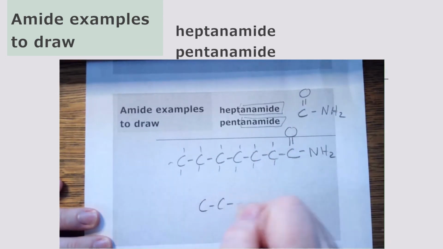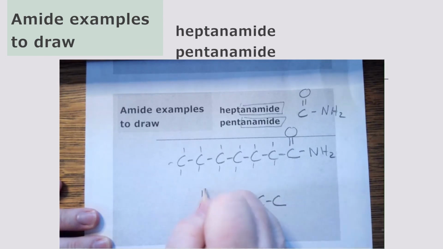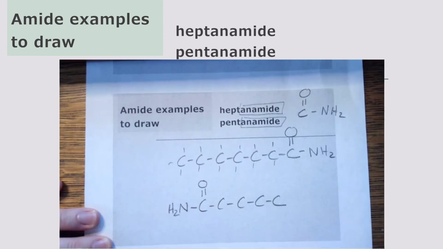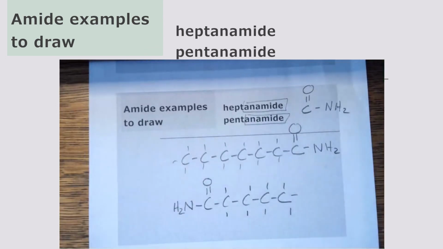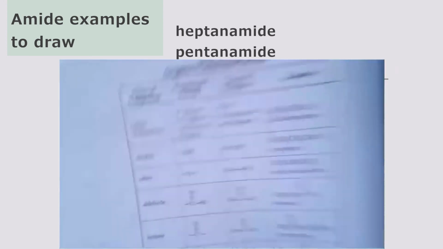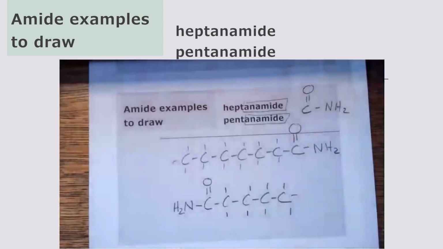Pent and amide. Pent: 1, 2, 3, 4, 5. Amide means at the end carbon, so let's put it on this end just to show it doesn't matter which end I put it on. Okay? And then I still have to fill in the spaces with the hydrogens. And that's it. That's amide and all of the other functional groups in Table R. So refer back to this video as needed to help you if you're drawing or naming.